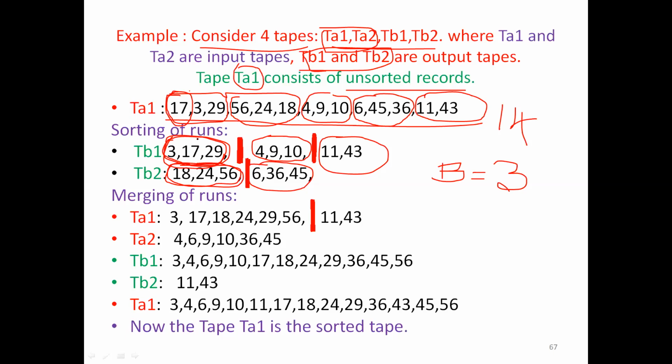So this is one input, one array, and this is another; consider them as arrays. Both are sorted, and I am going to merge these two, from TB1 and TB2. The resultant sorted output is stored in TA1. Why? Because TA1 is free now. We have collected all the inputs. Right now TA1 and TA2 are free, since we have not used TA2.